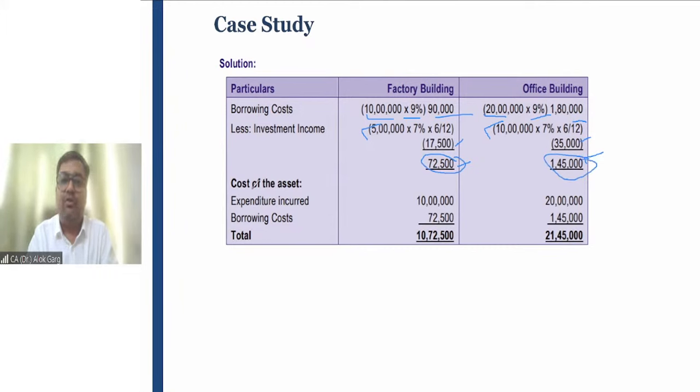Now, what is your cost of the asset? Your cost of the asset is actual expenditure plus borrowing cost. Your actual expenditure on factory is 10 lakh, on office is 20 lakh. Your net borrowing cost is 72,500 and 1,45,000. So 10,72,500 and 21,45,000 is your cost of the asset, right?